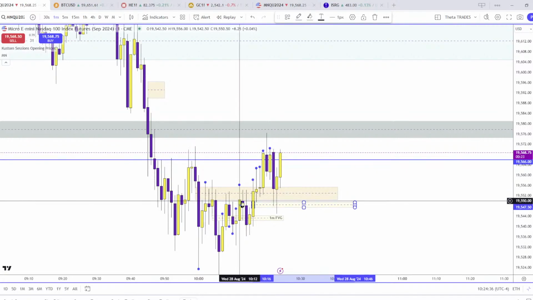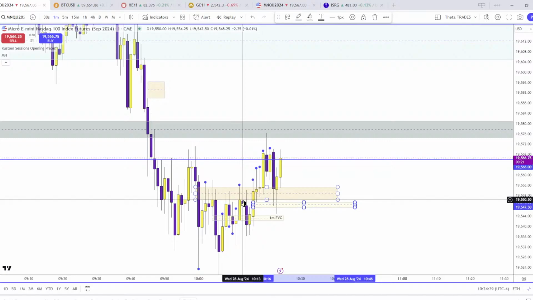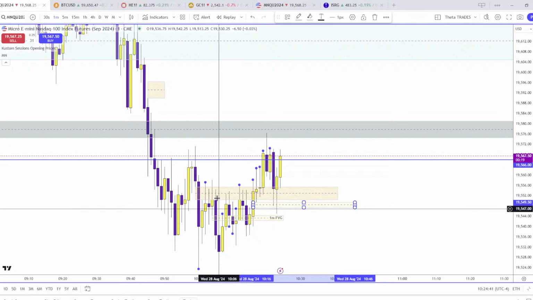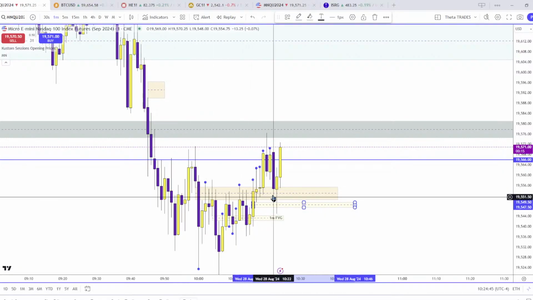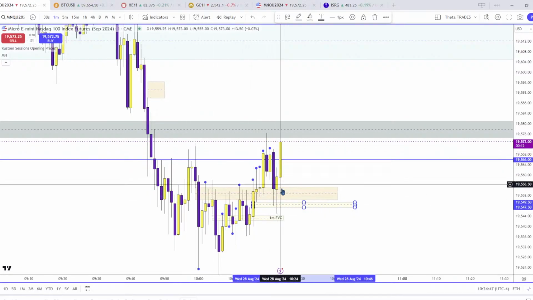Your boss just said he liked that fair value gap. Turned it. He likes this one. Well, we've been liking that one for a while, so that's good. It's nice that the boss agrees with us.